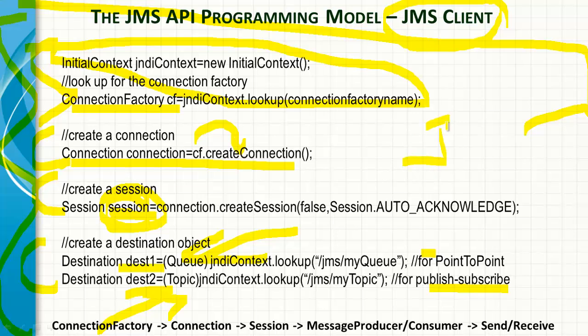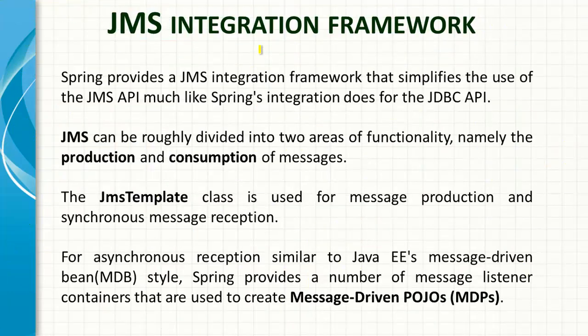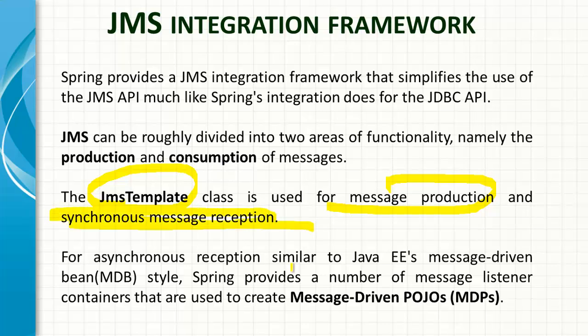Why not write a single thing called JMS template? This JMS template will do all the basic stuff for you. You won't have to write all these pieces of code every time. So here you see that it facilitates the JMS API similar to the JDBC API. You have JdbcTemplate as you have seen before. Here you have JmsTemplate. A JmsTemplate class is used for message production and synchronous message reception, similar to Java EE. In Java Enterprise Edition we have the EJB MDB, message driven bean.